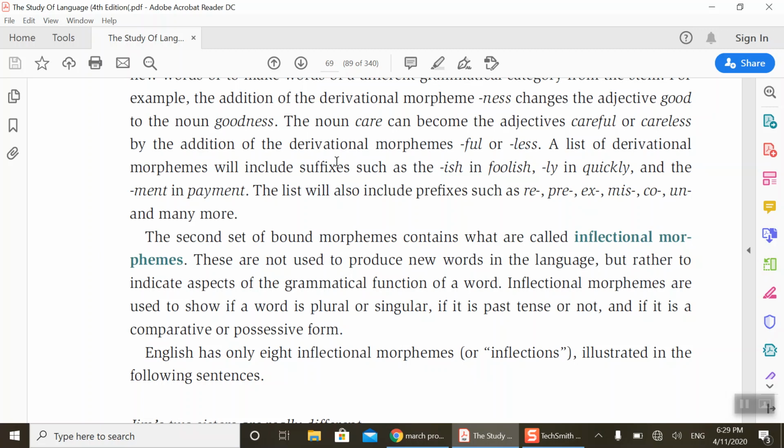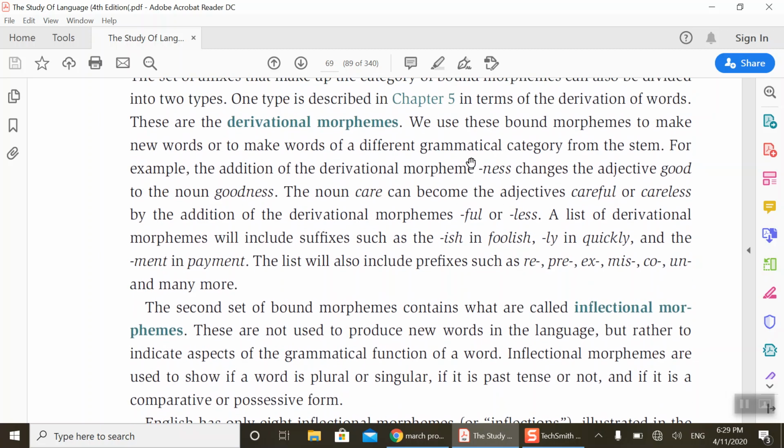Okay, you can write this: they don't close off the word. What does it mean they don't close off the word? It means we can add more. For example, care. We have care, we can add -ful, and we can add -ness: carefulness, carelessness. You see, we can add.